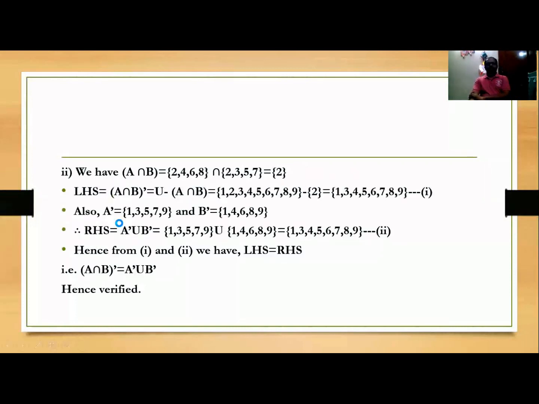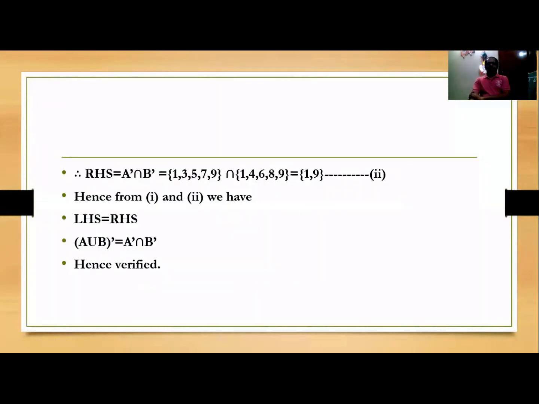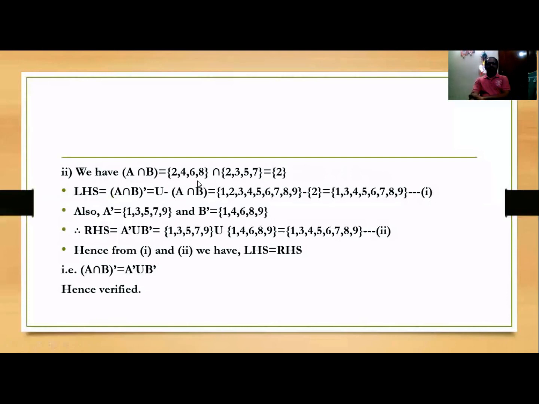What is that second De Morgan's law? The second De Morgan's law is this: the complement of A intersection B is the union of their complements, that we need to prove. So let's see the second one. Yes, this is the second. So to prove that the complement of A intersection B is equal to A complement union B complement, let's find one by one. So let's find A intersection B first.